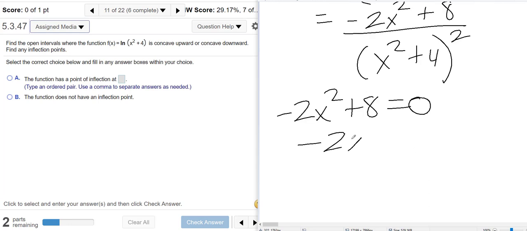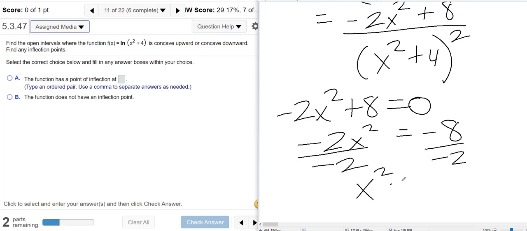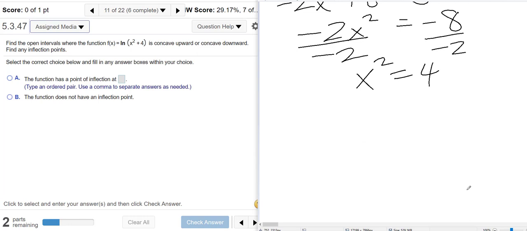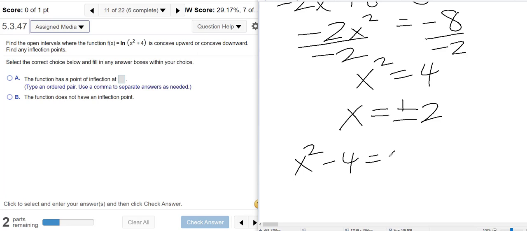So negative 2x squared equals negative 8, divided by negative 2, x squared equals 4, for two values. X is plus and minus 2. Remember, if you were to factor this, it would be x plus 2, x minus 2. That's where you get plus and minus 2. Plus the square root property says when anything squared is a number, then that thing squared, in this case x, is plus and minus the square root of that.